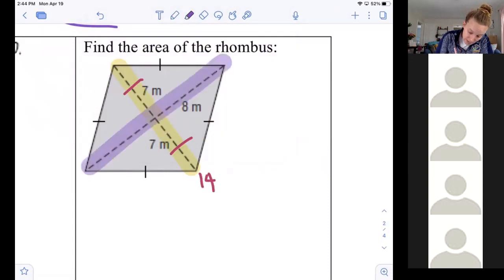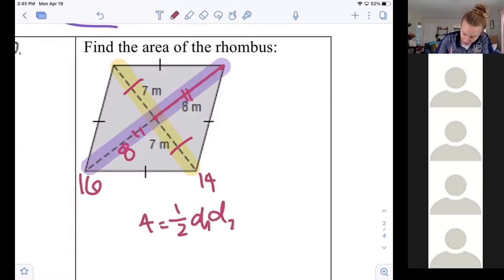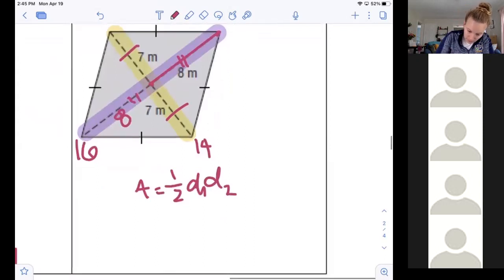Similarly, this diagonal, I know from the middle to the outside is 8. So then that means the other side is also 8. Because it's bisected. So if one side's 8, then the other side's 8. So that makes this whole diagonal 16. Okay, really cool. Again, I've got my diagonal, so we get to do area equals 1/2 diagonal 1 times diagonal 2. And in our case, that's going to be 1/2 16 times 14.